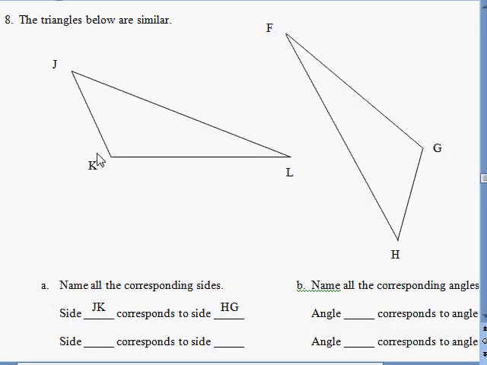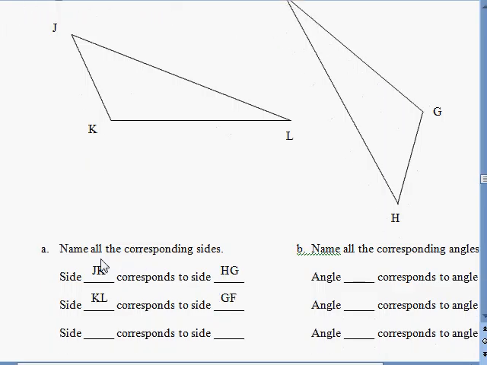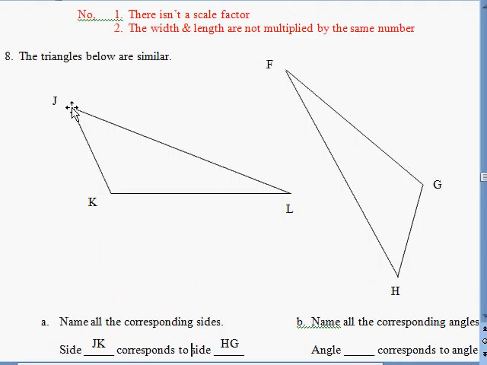Alright, so the next side. We did the small one, so why don't we do maybe the medium-sized one. Side KL corresponds to side GF. Now we put three answers here. We could make it really difficult and leave this completely blank. And what you would have to look at is, since you're comparing triangles, you know you have to have three answers because there's three sides. So the last side would be the longest side in the two triangles, and we'll say JL corresponds to HF.